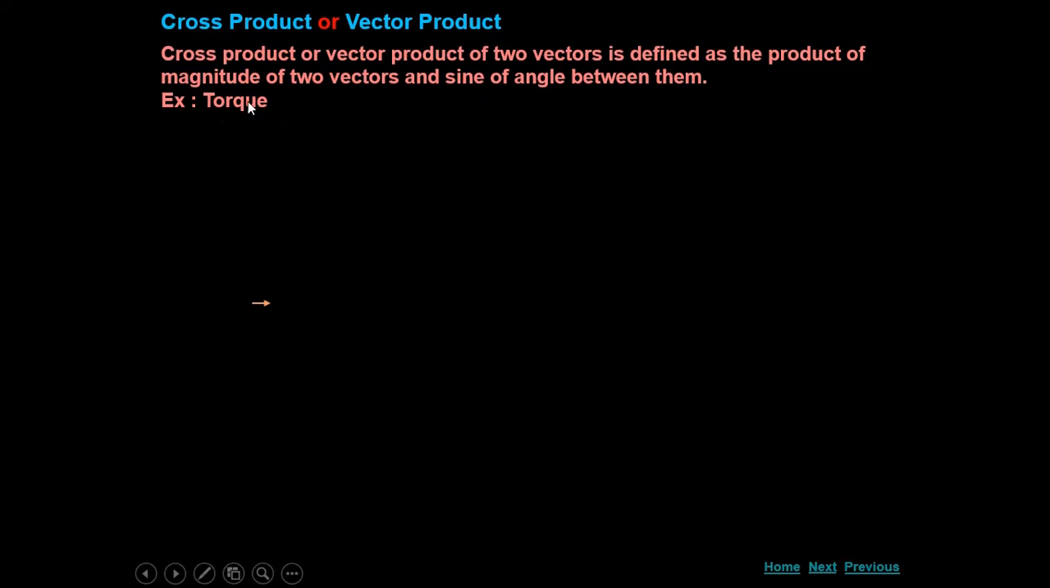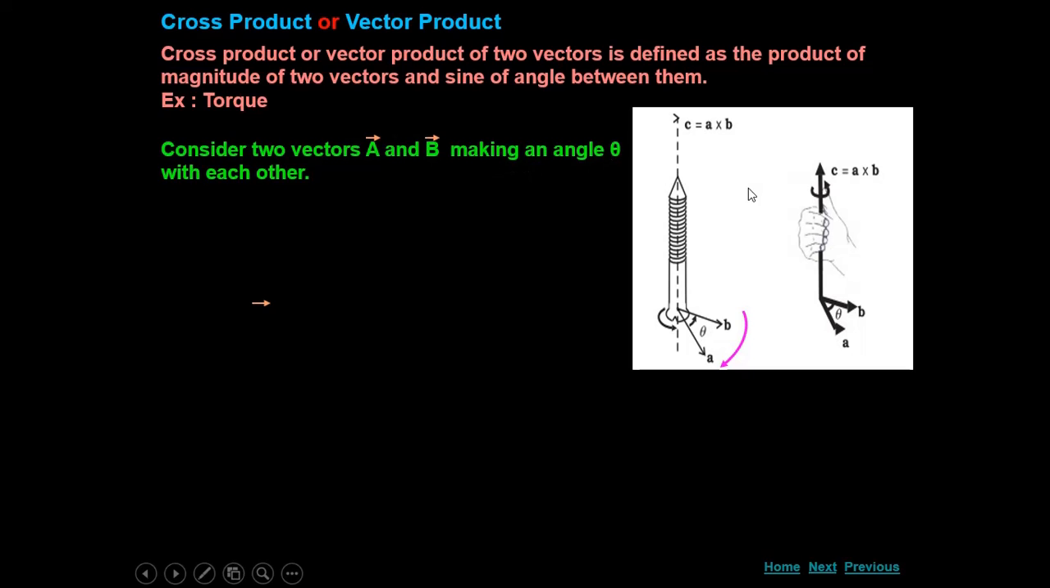So this I am going to explain in a later section of this topic. Consider two vectors A and B, and the angle between these two vectors is theta. Let us see the diagram. In this diagram I have shown small a and small b. You have to read it as capital A and capital B.